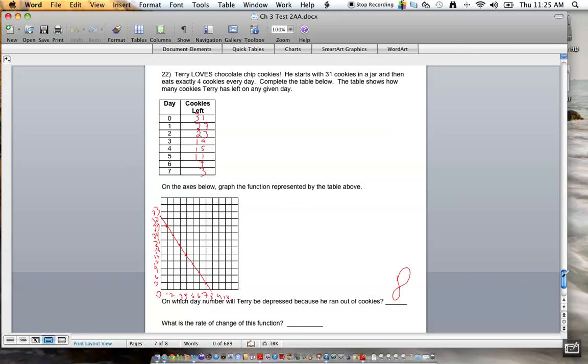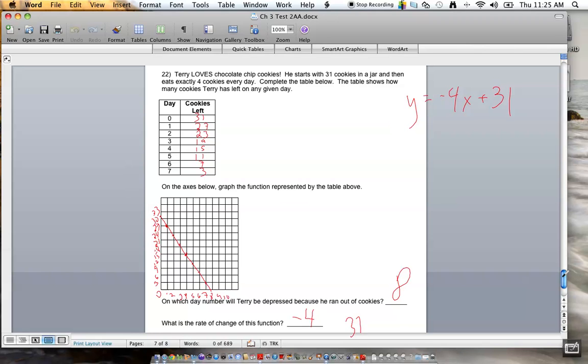What's the rate of change? It's going down 4 cookies a day, so negative 4. How many cookies did you start with? 31. That's what you began with. 0, 31. And then what's the equation? y equals negative 4x plus 31. That's the equation for the amount of cookies that you have on any given day.